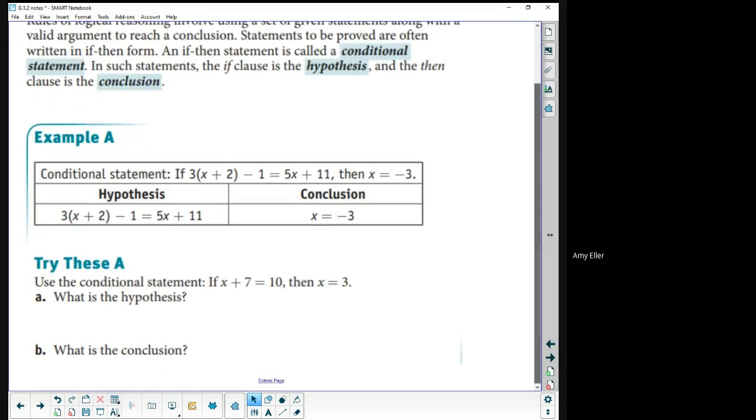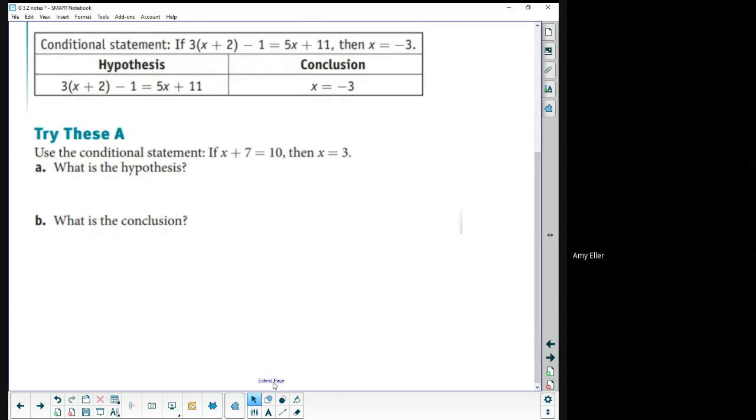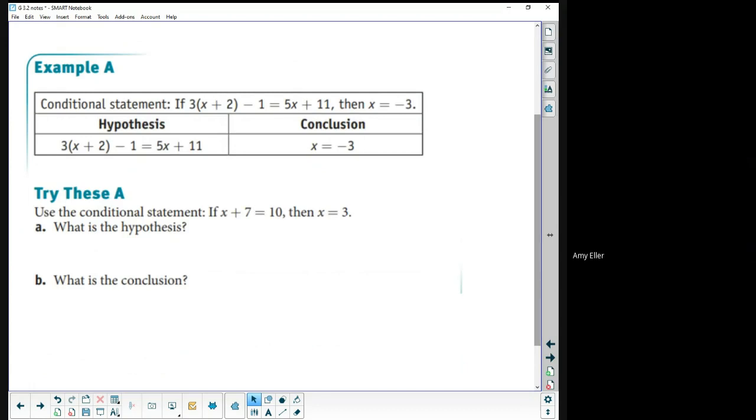Let's look at this first example. It's done for you. It says, here's the conditional statement. If this equation, then x equals -3. The hypothesis is simply what follows the if. And what follows the then is your conclusion. Notice the if and the then are not written there.